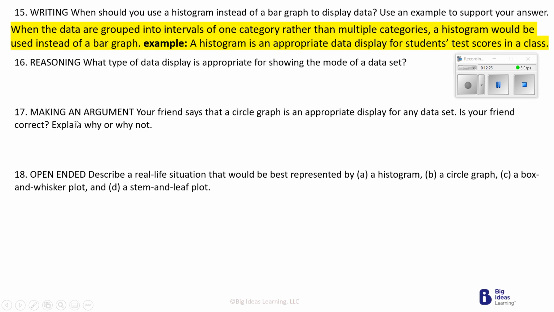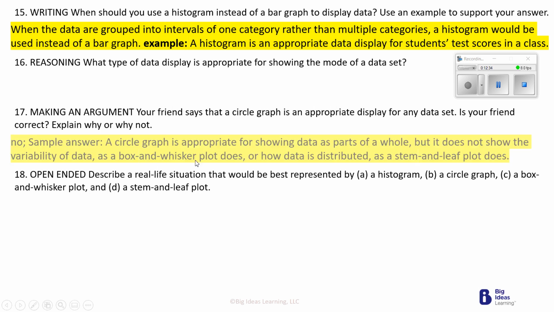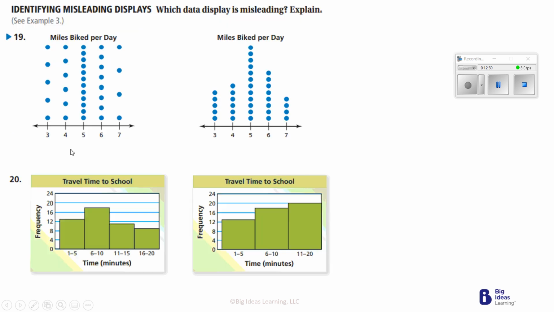Number 17 says, making an argument. Your friend says that the circle graph is an inappropriate display for any data set. Is your friend correct? I don't think so. The circle graph is appropriate for showing data as part of a whole, but it does not show the variability of data as a box and whiskers plot does, or how data is distributed as a stem and leaf plot does. Okay, 18 is for you to do.